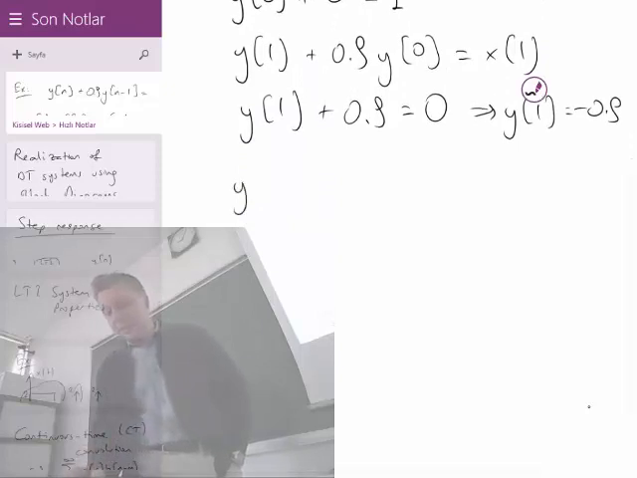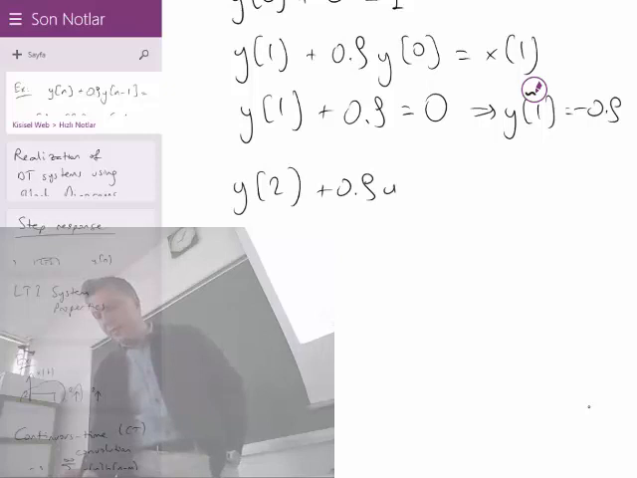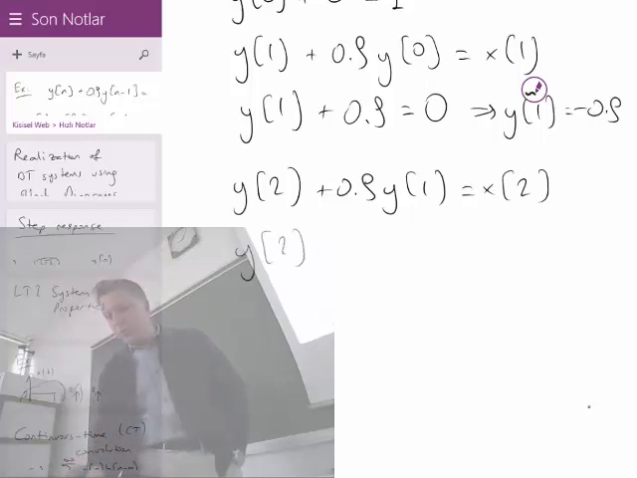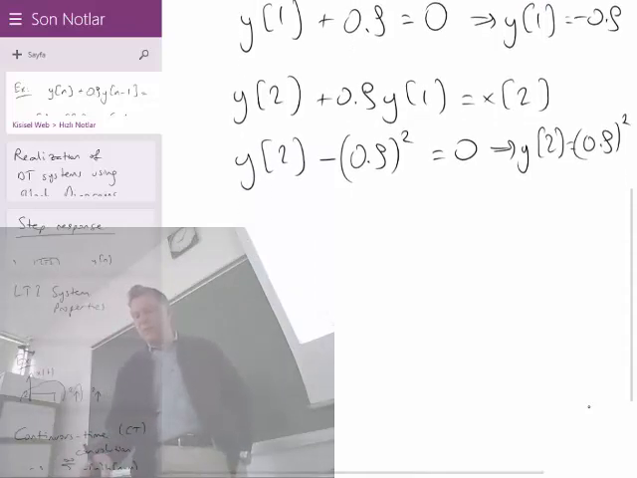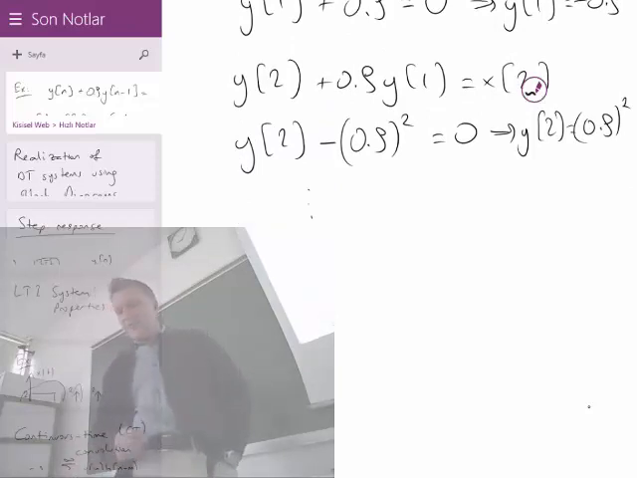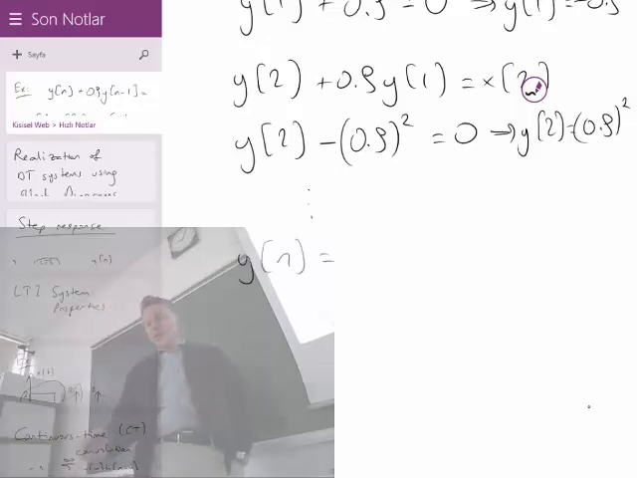Then y[2] plus 0.9 times y[1] is equal to x[2], which we know to be 0. So y[2] plus 0.9 times, what was y[1]? It was minus 0.9. So eventually it becomes minus 0.9 squared, is equal to 0, which makes y[2] equal to 0.9 squared, 0.81. And if you proceed like this, you will see that in general y[n] is equal to what? The next one will be minus 0.9 cubed, and then it will be plus 0.9 to the power 4, and it goes on like that.